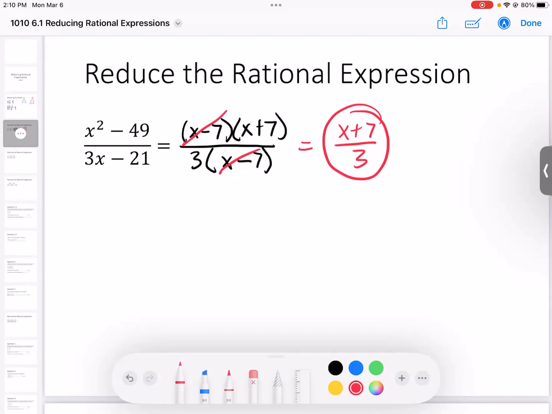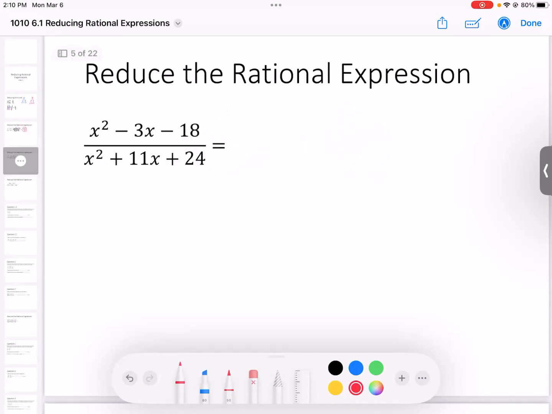So that's pretty much the main idea of today's lesson. We're learning how to reduce rational expressions by getting the polynomials in the top and bottom of the fraction into factored form, and then you cancel out any common factors that there are. Any questions on this so far? Okay. So why don't you guys try this one based on what you know about factoring? See if you can reduce this rational expression.